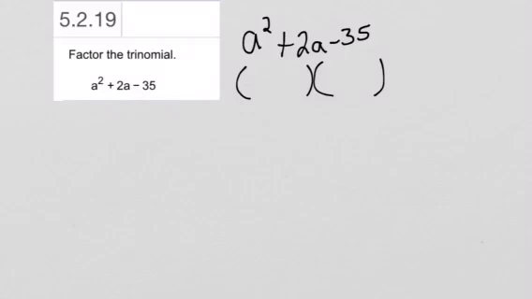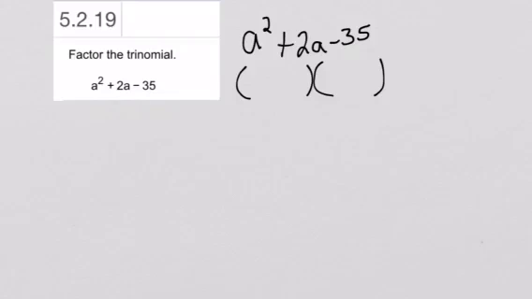So our goal is we want to take this trinomial, a squared plus 2a minus 35. And what we want to do when we factor, again, is break it down into two binomials that when multiplied together get me back to my trinomial. Remember, that's what factors are. They're two numbers or two terms that multiply together to give you back your original.